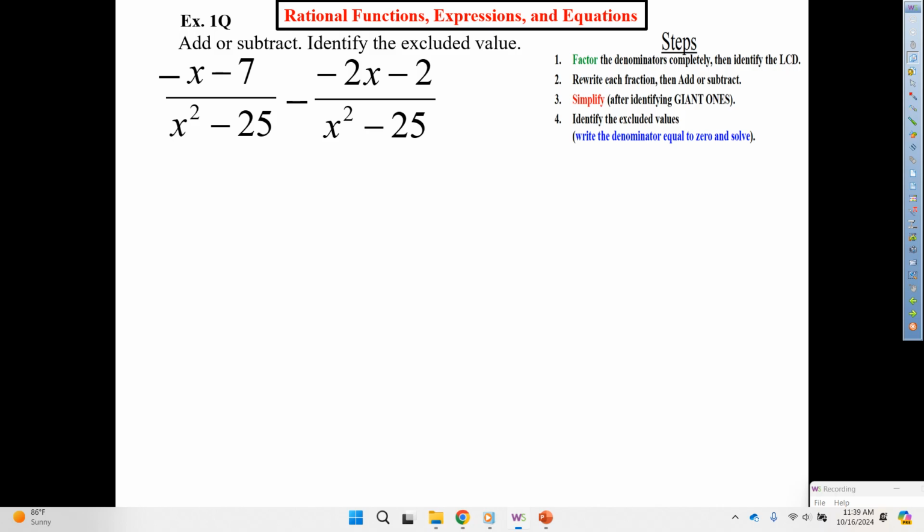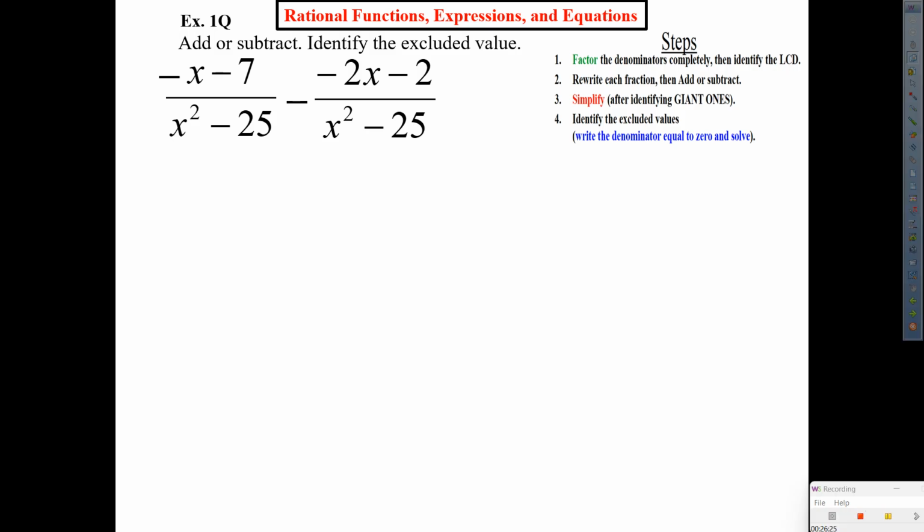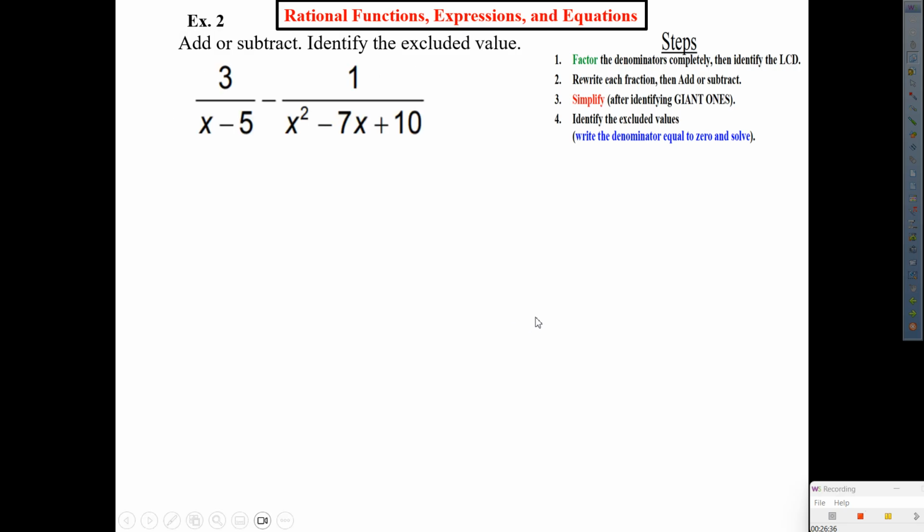So, from 1 to 5, how comfortable are you now with subtraction? And remind your neighbor, what is the only thing that changed? What is the only thing that changed? All right? Copy this one. Example 2. We got 3 over x minus 5 minus 1 over x squared minus 7x plus 10.